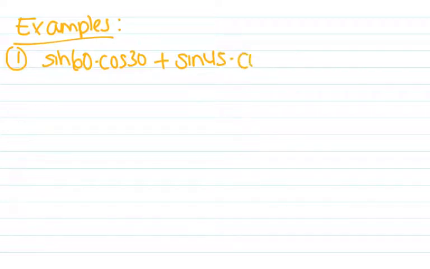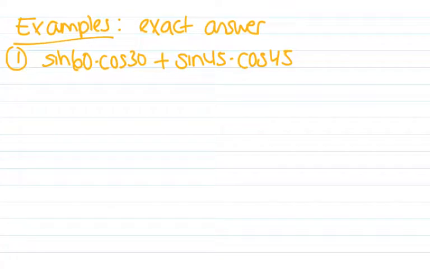So example number 1. If I have sine 60 times cos 30 plus sine 45 times cos 45, and I say calculate an exact answer for this, that means no rounding. So using your special triangles, which you can maybe just write on a sticky note for now and keep in front of you, and eventually you'll learn to memorize it.